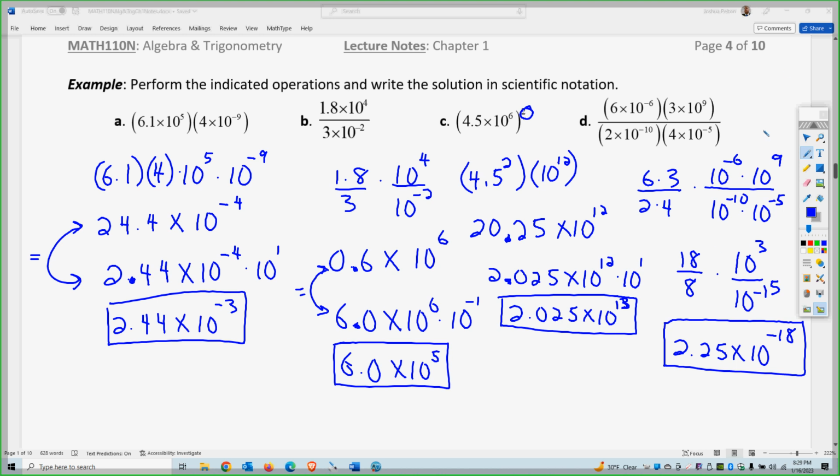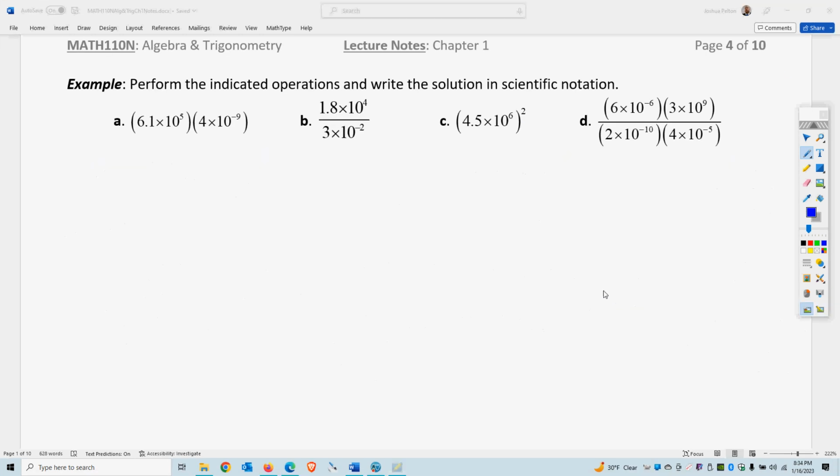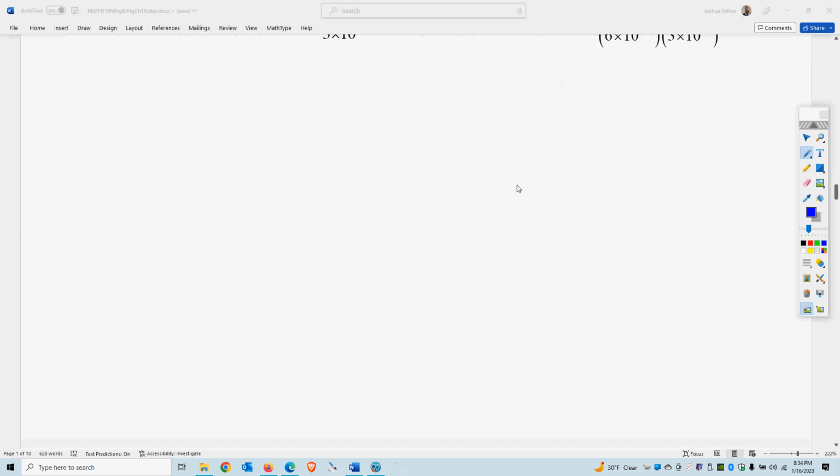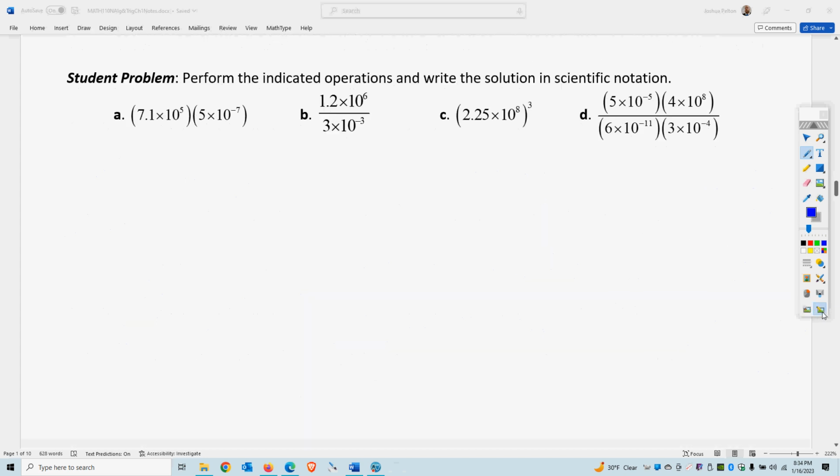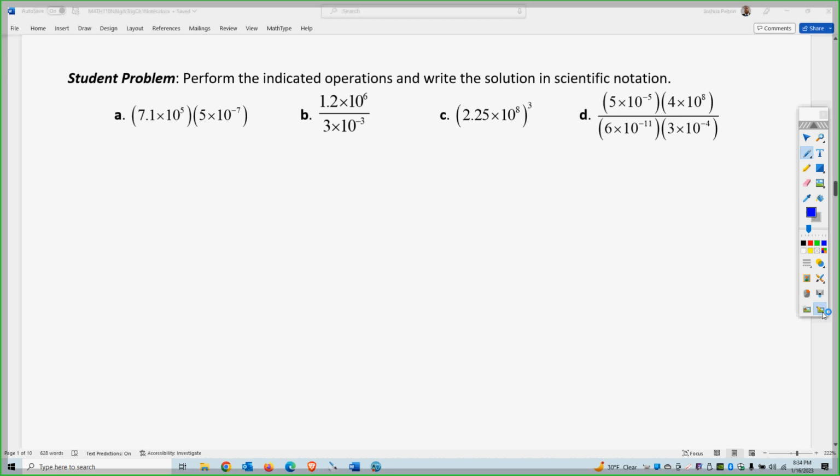Okay. All right. So next is some example problems. What I want you to do is pause the video and try the example problems for yourself. Okay, so the student problems, again, they're all multiply, whether it's the x or a dot, it means the same thing. Although you shouldn't use the x out of scientific notation or engineering notation. Typically, you should use the dot.